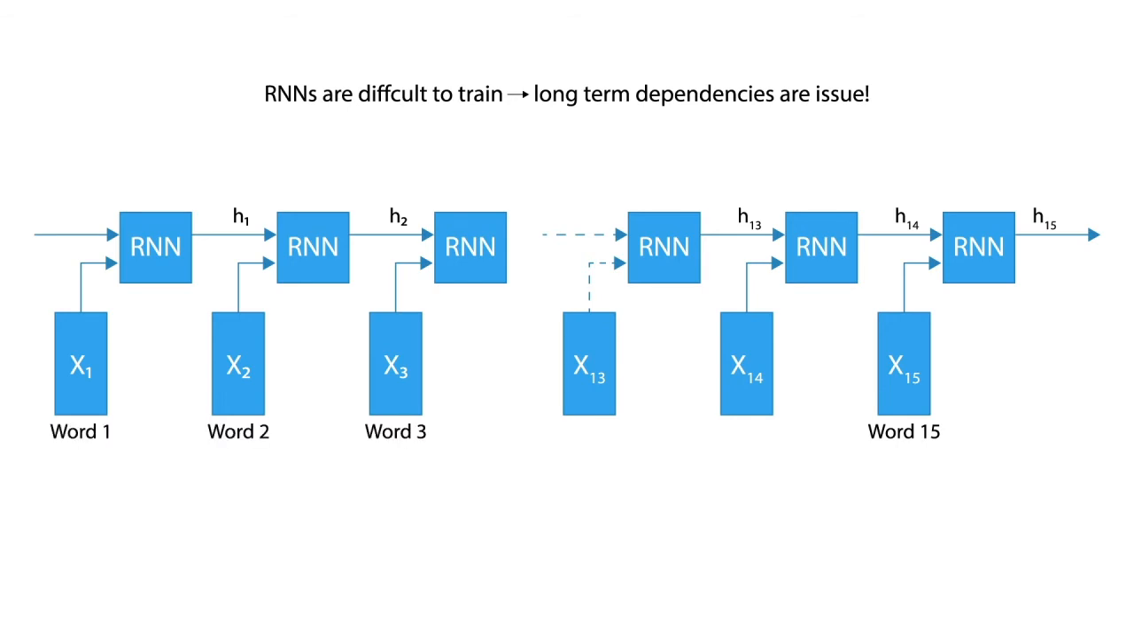Another issue is that the sequential nature of RNNs does not allow for parallel processing of information, slowing down the training of RNNs. We have to wait until the sequence is processed before taking in the next sequence.